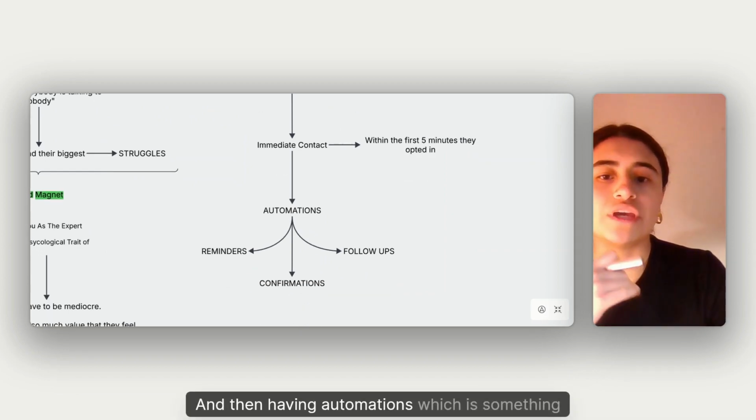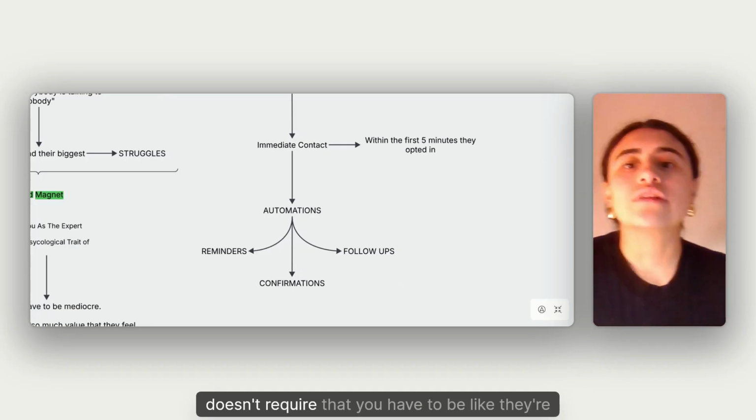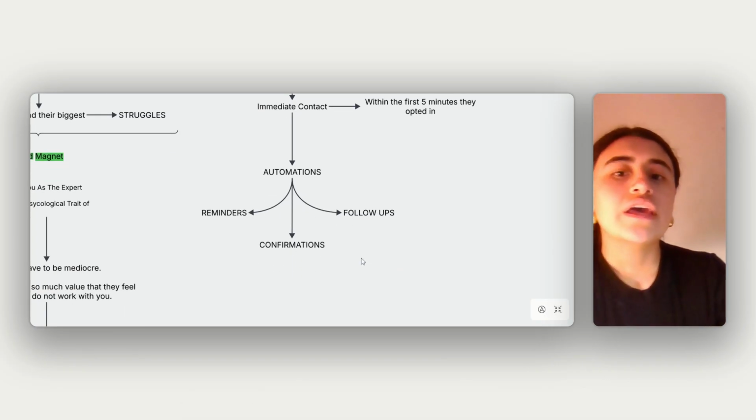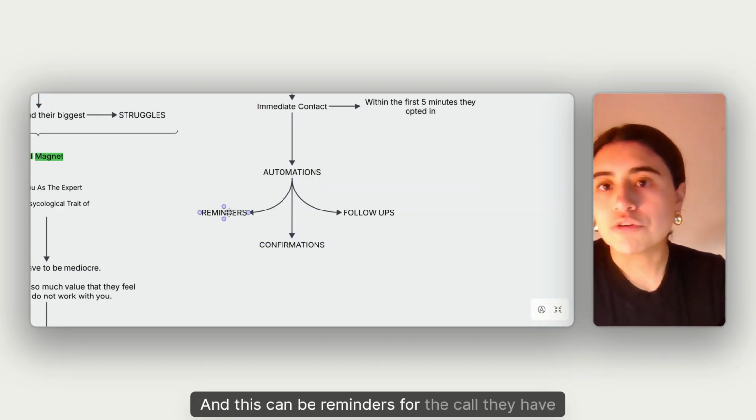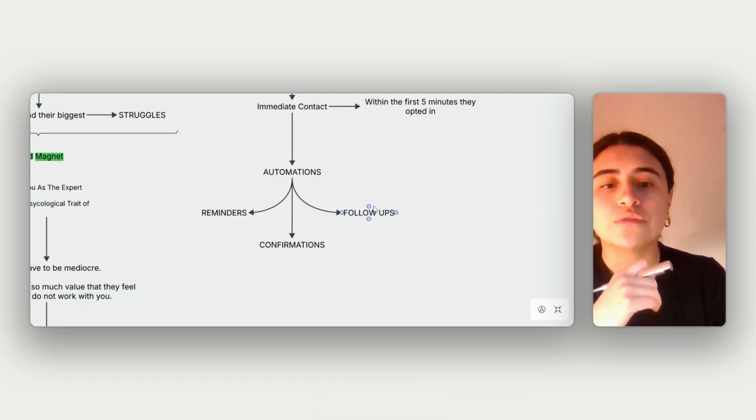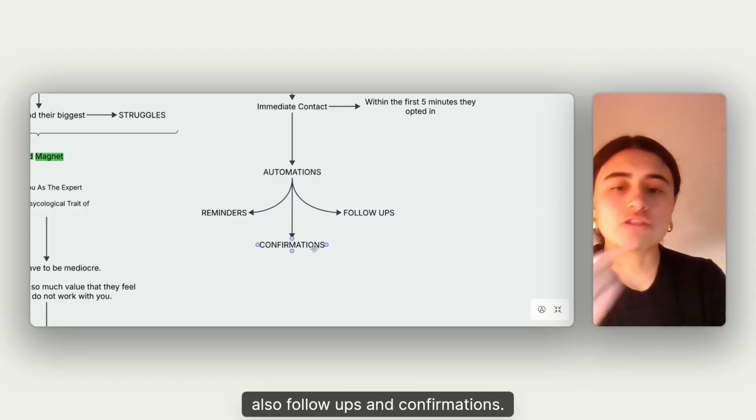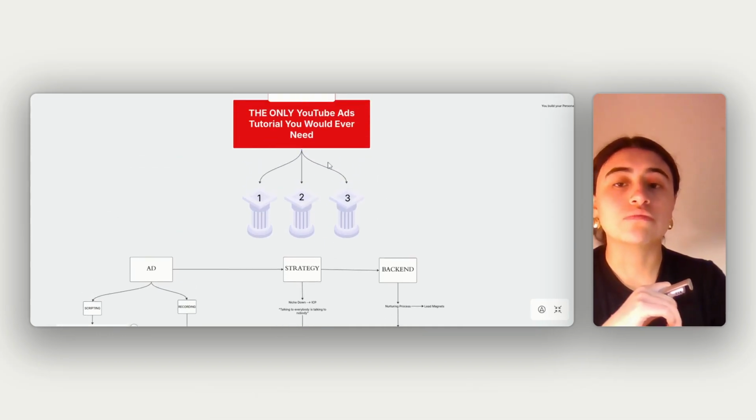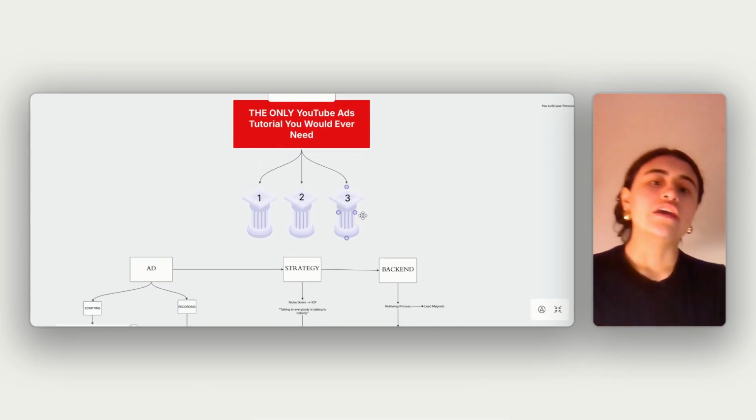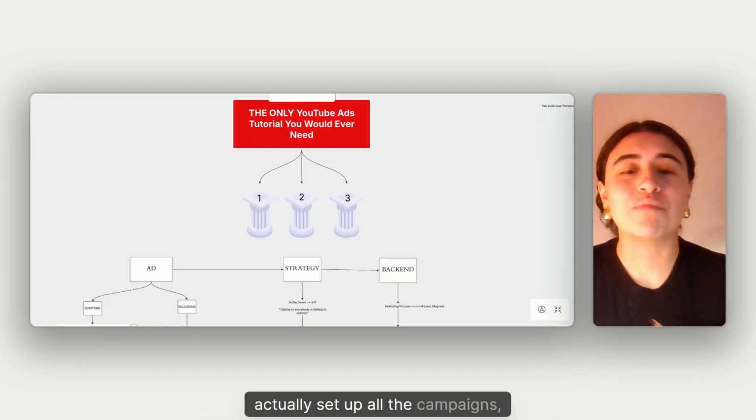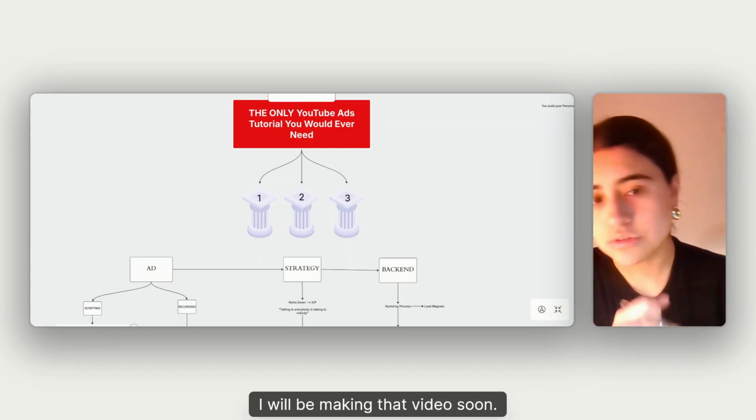And then having automations, which don't require you to be there doing the work. It's something automatic, and this can be reminders for the call they had or for the listing appointment they have, also follow-ups, and confirmation. So that's basically the three pillars you need to understand in order to launch your first YouTube ad. If you want to see a tutorial of how to actually set up all the campaigns, I will be making that video soon.